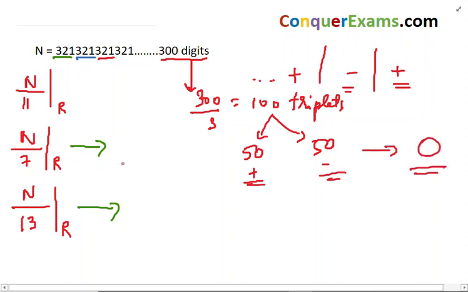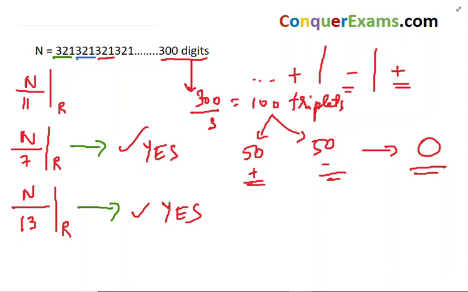Now, because 0 divided by 7 gives a remainder of 0, this number is divisible by 7. So you get yes here, and because the rule is the same for 7 and 13, 0 divided by 13 also gives a remainder of 0. So this number is divisible by 13 also. Now we are left with checking the divisibility for 11.